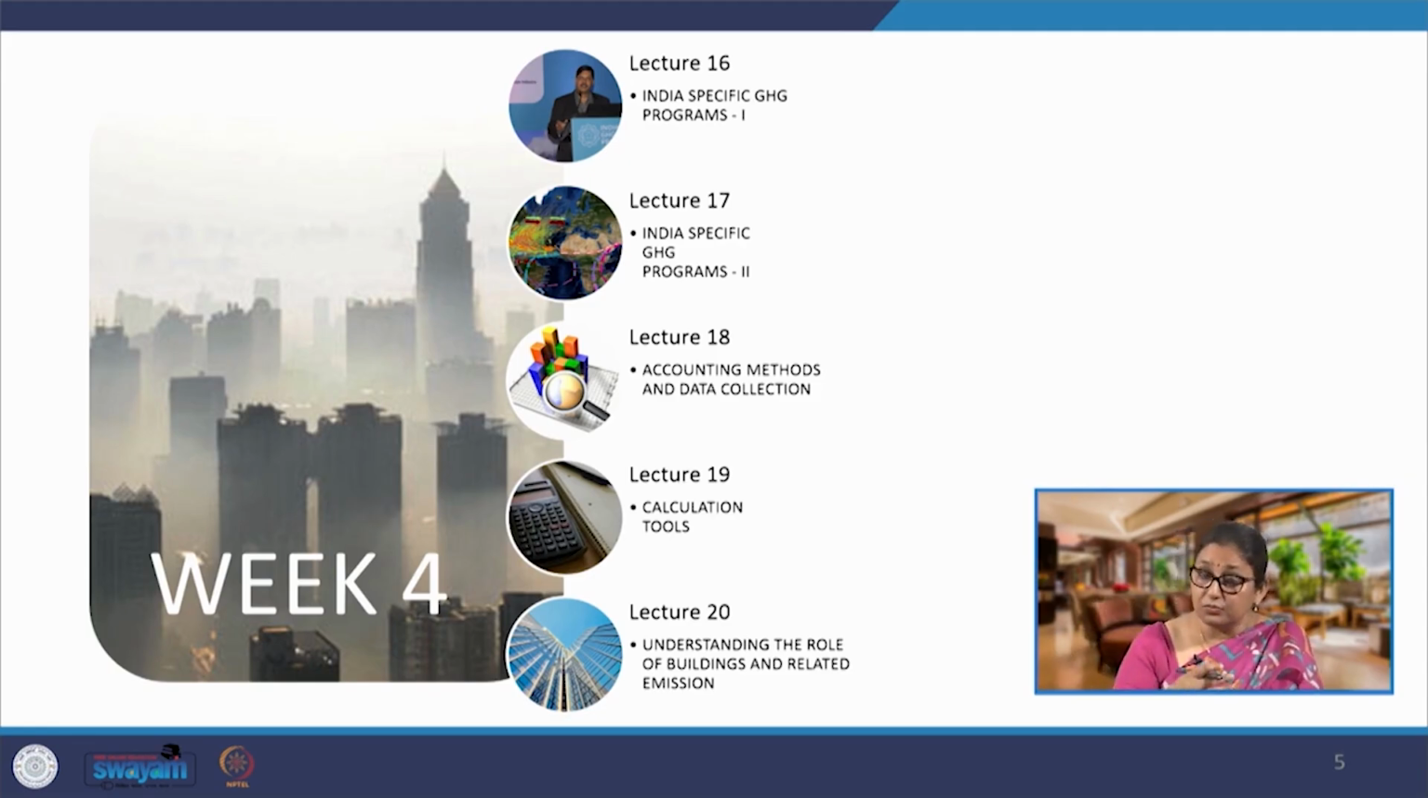Leading to further going ahead with accounting methods and data collection, because the standardization of this whole process is important, and that is what the GHG program and the GHG platform have done, along with the calculation tools that are being developed. So, it is still an ongoing developing field.